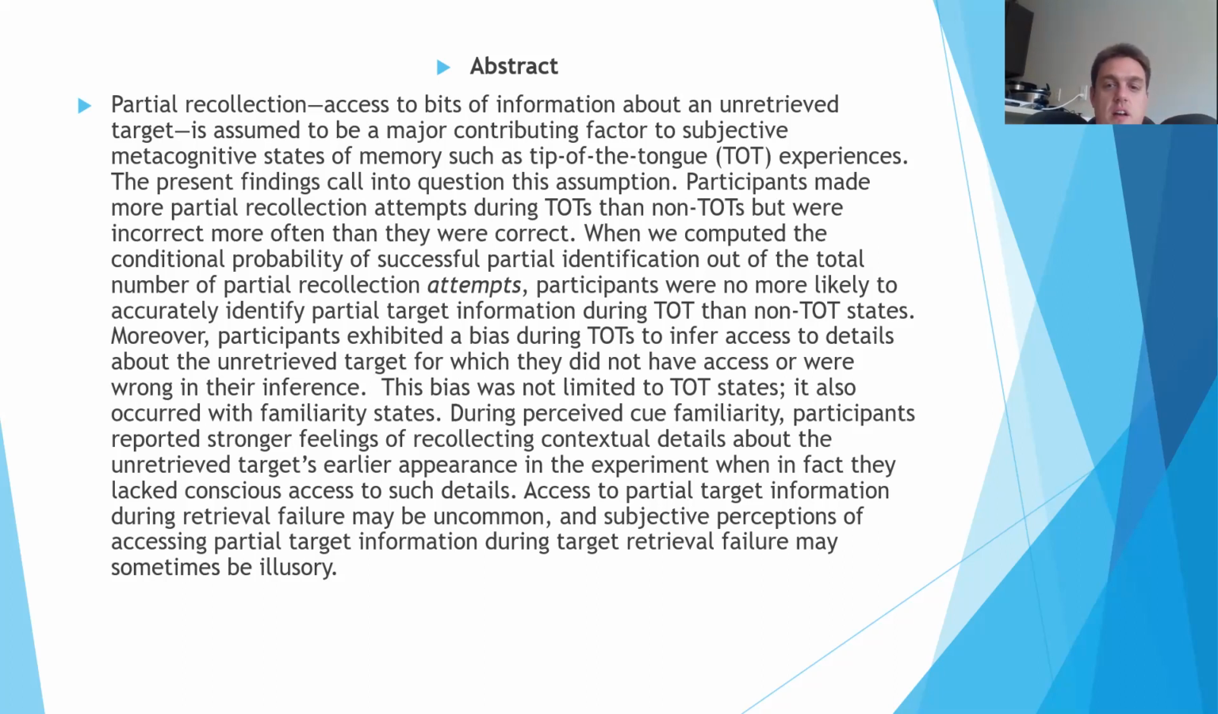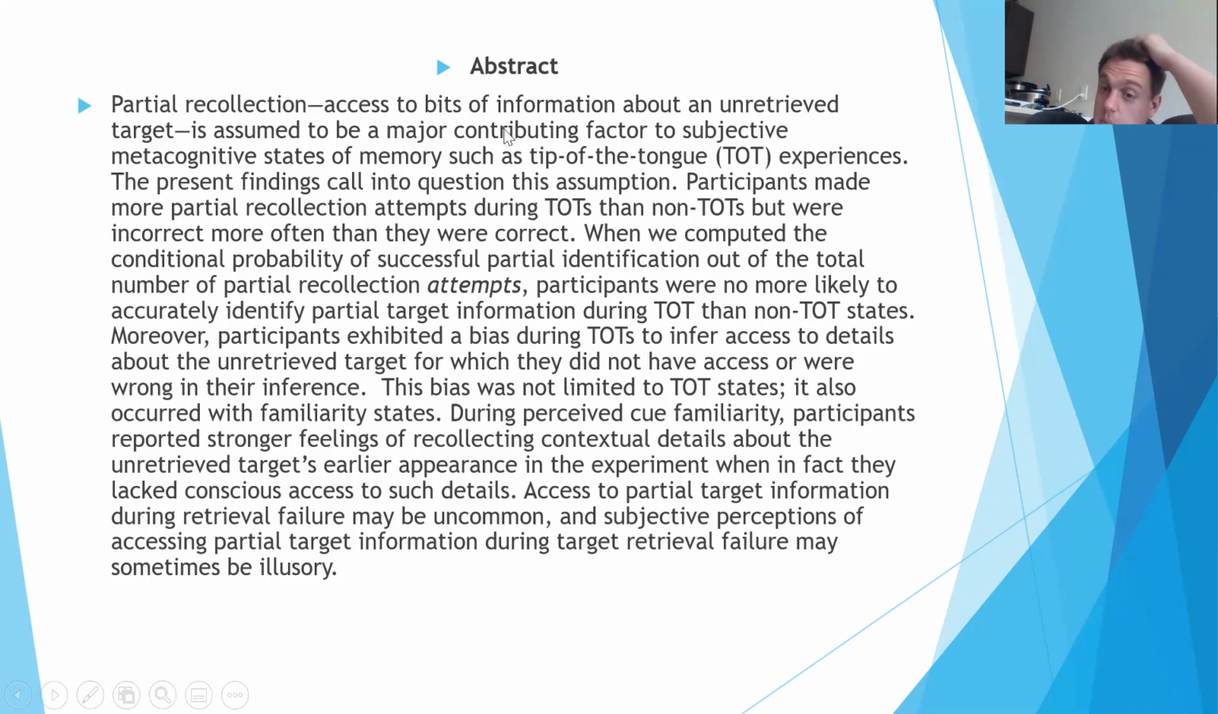Bias was not limited to TOT states, but also familiarity states. So that's just an example, you can read the rest of that. We had like 6 experiments in this paper, so a lot to pack in, but notice how space is used. Again, no real unnecessary information like exact means, t-scores, exact methodology, how many trials. But what's the most important stuff here?